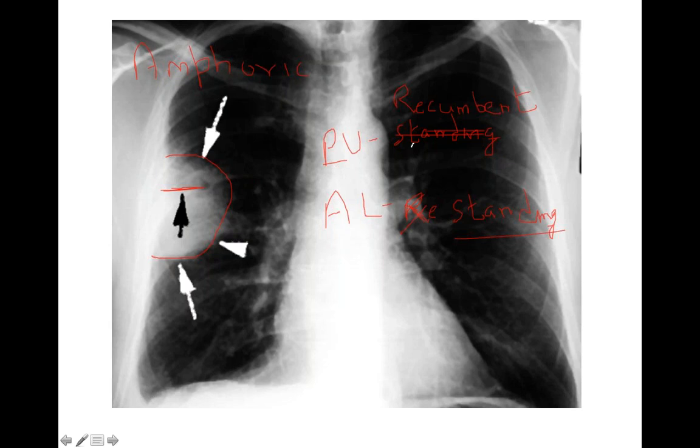So basically step 2 is very simple. It's just the basic concepts you should know. Recumbent position, posterior segment of the right upper lobe, and in standing position, apical segment of the right lower lobe. Lower lobe, why? Because of gravity, the secretions will settle down.